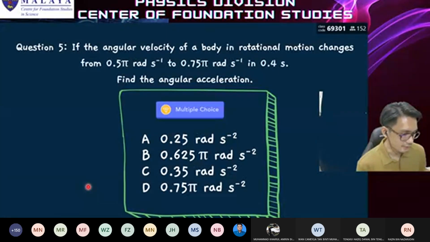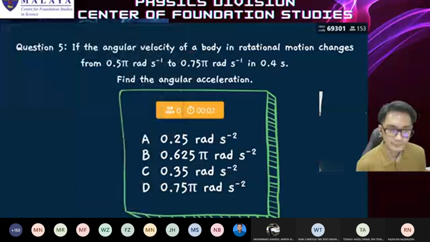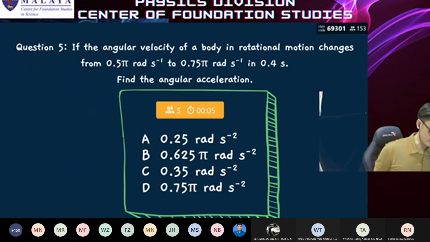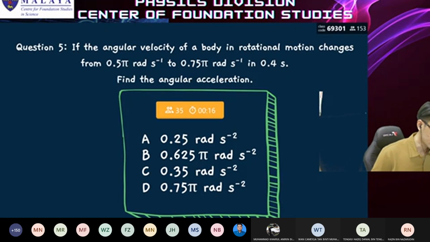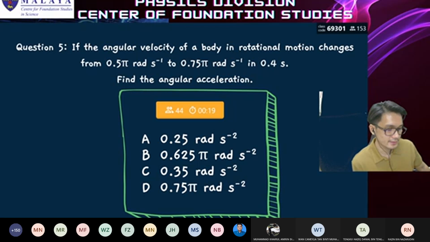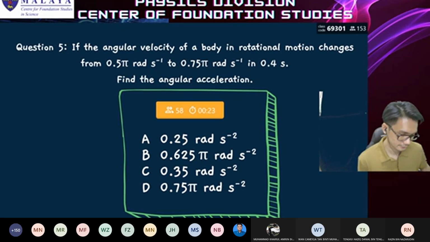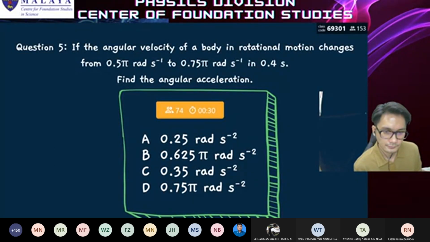Okay. If the angular velocity of body in rotational motion changes from 0.5 pi radian per second to 0.75 pi radian per second in 0.4 second. Find the angular acceleration. Okay, boleh kira. Ada seorang ni jawab laju betul. Kita tengok leaderboard, siapa yang paling laju sebenarnya. Okay, I will open for 1 minute. Another 40 seconds. Okay, 30 saat lagi.